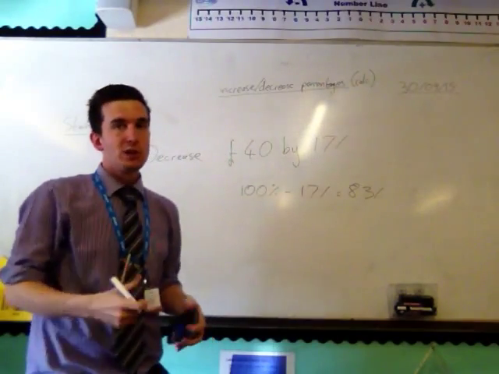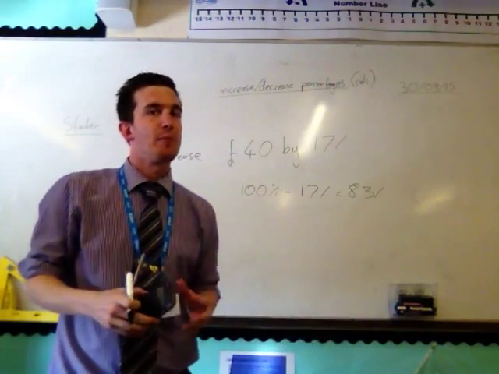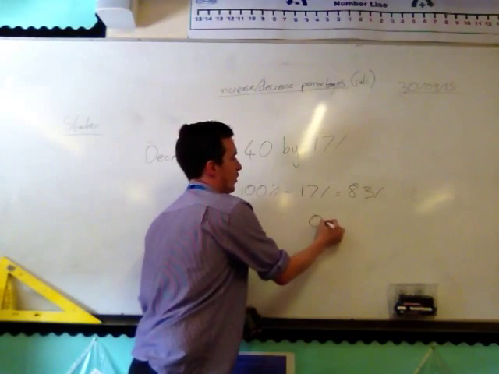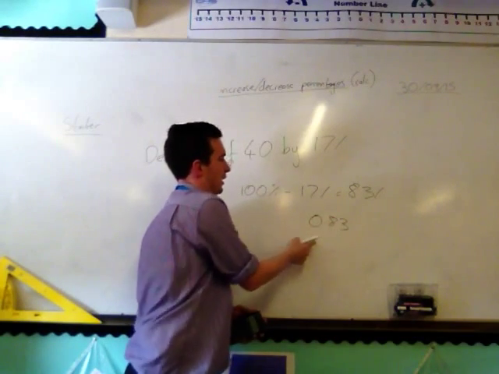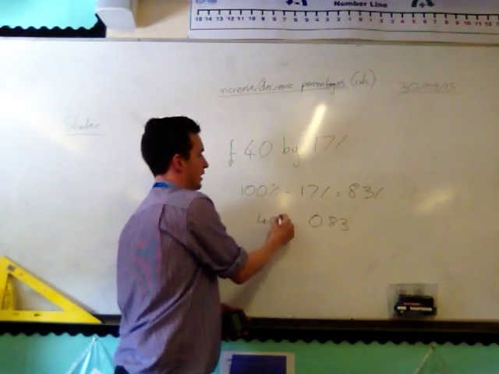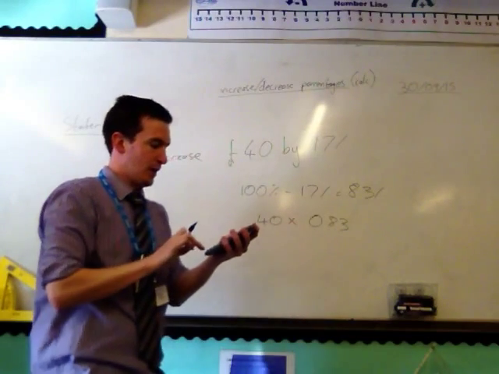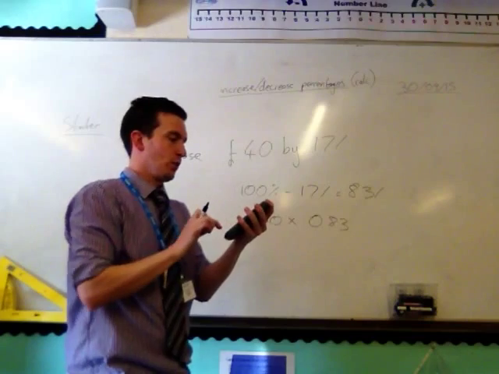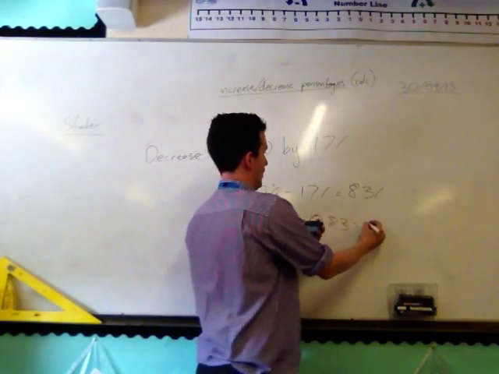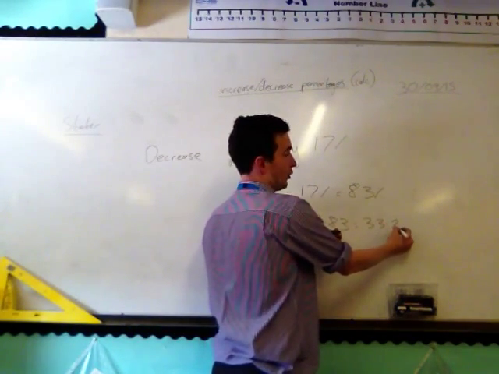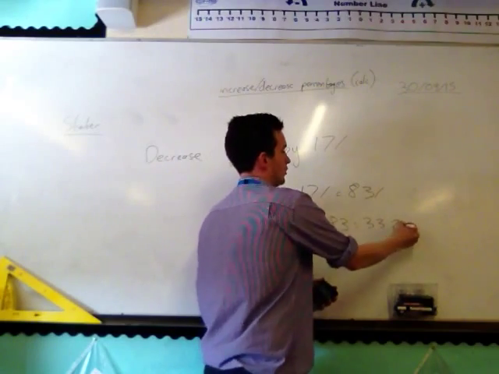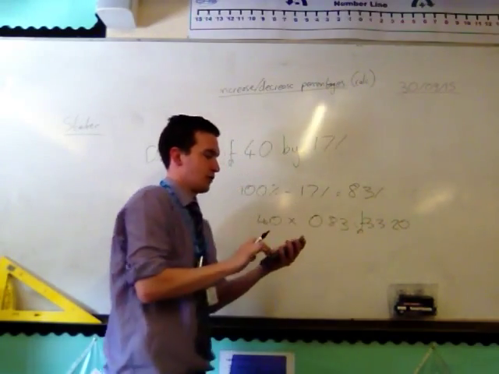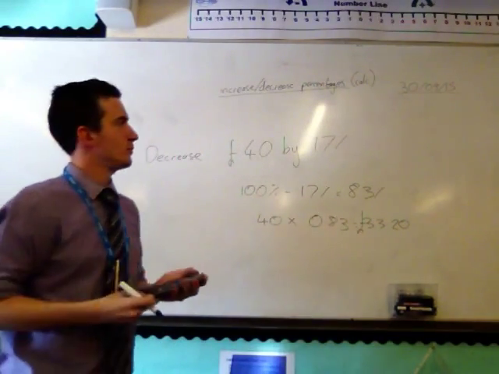To change it into a multiplier, same again. Divide by 100, so 0.83 is now the multiplier, and the original value was 40, so 40 times 0.83, all in one step, and you get 33.2, but we're talking money, so £33.20, put your units on, alright?